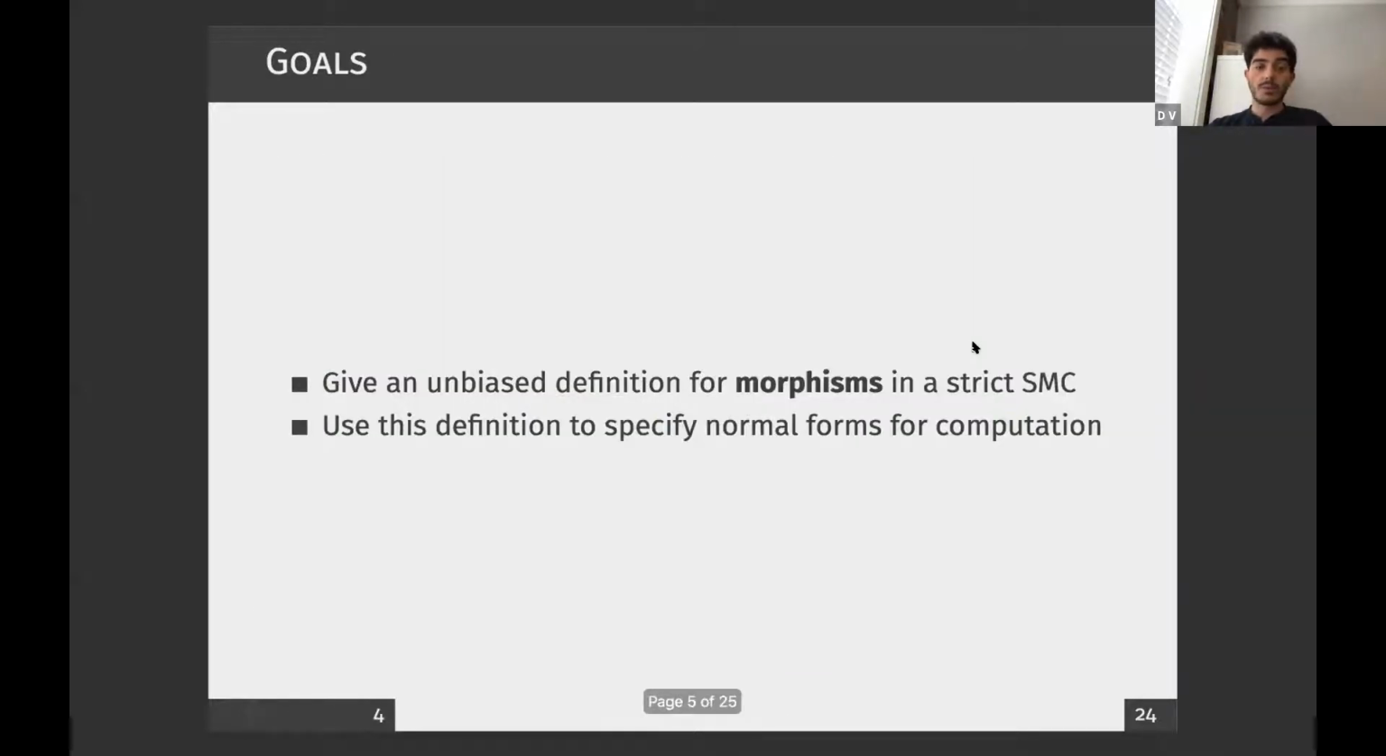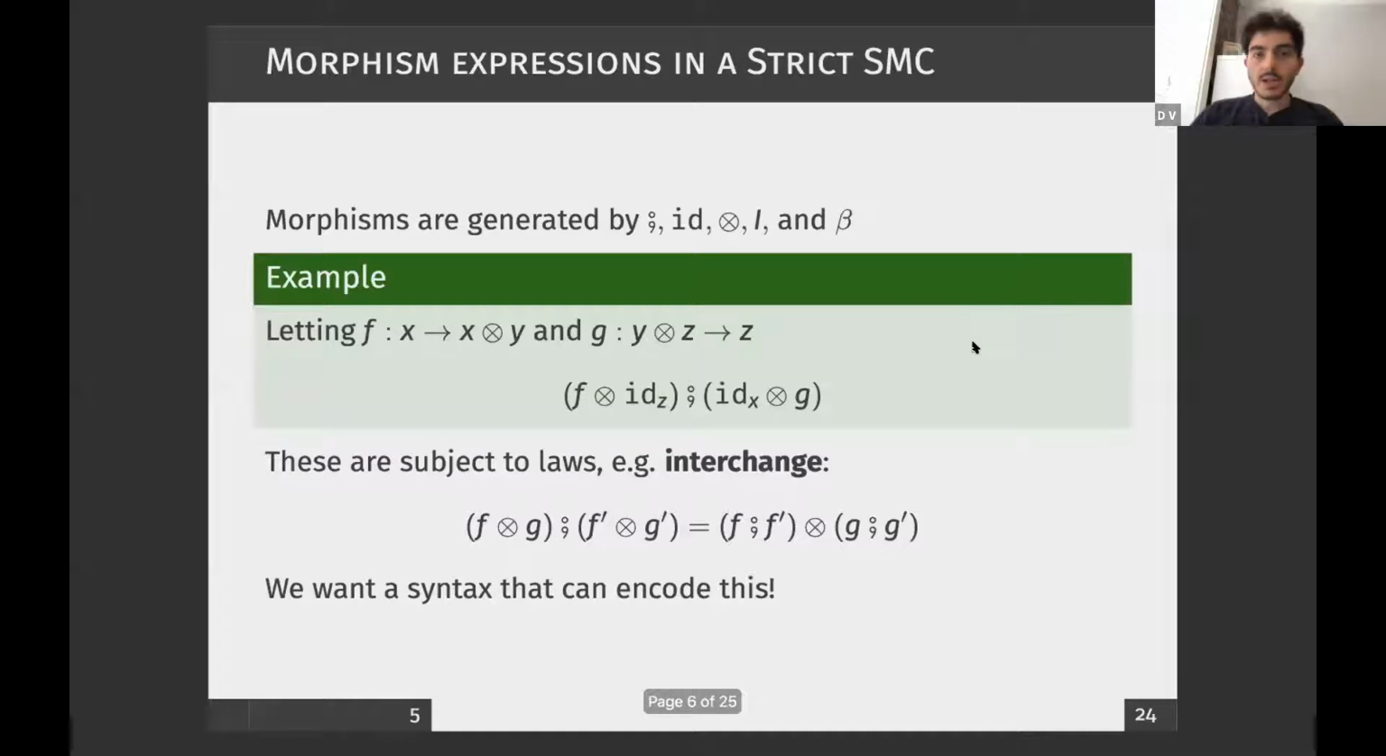So the goal of this talk will be to define an unbiased definition for morphisms in a strict symmetric monoidal category, and then use this definition to specify normal forms for computation in symmetric monoidal categories. In a strict SMC, morphisms are generated by composition, and I'll be using the semicolon to mean diagrammatic order rather than the circle, meaning the opposite order. Identities, tensors, units, which we use as identities of the tensors, identities of the units, and then betas, which are braidings or symmetries.